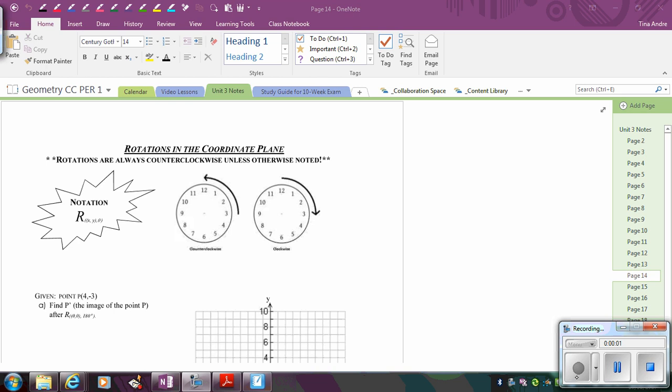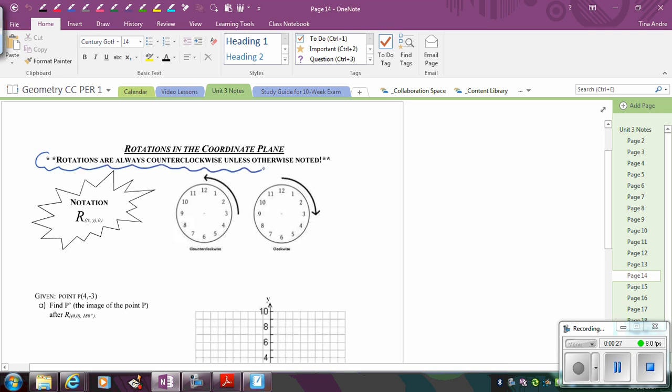In this video, we're going to learn about rotations in the coordinate plane. The first thing to make note of is that anytime we're doing a rotation, it can occur in two different directions. Rotations can be counterclockwise, going opposite the direction of the clock, or clockwise, going the same direction as the clock. We always assume that rotations are done in a counterclockwise motion unless otherwise stated.